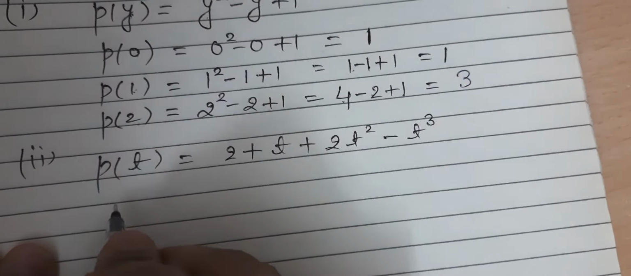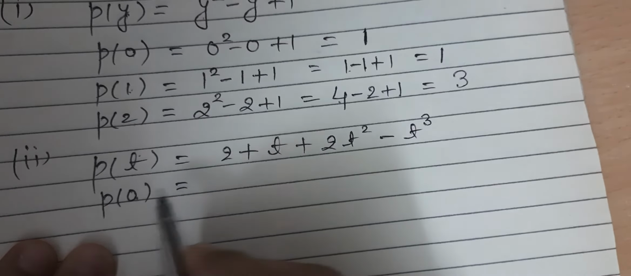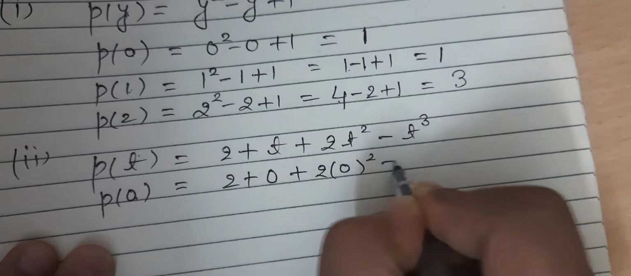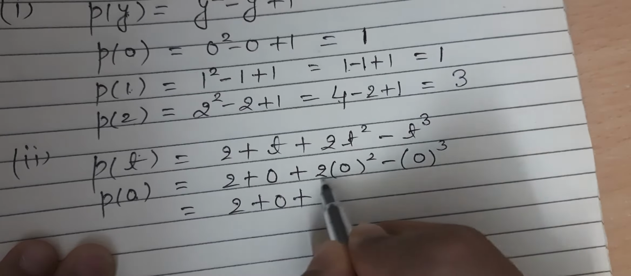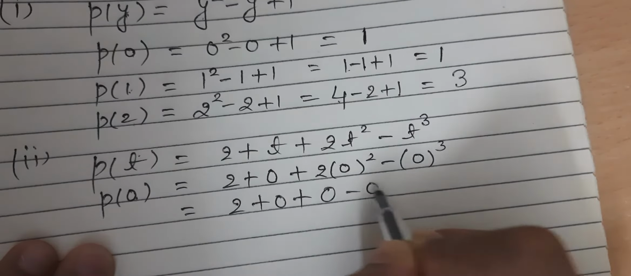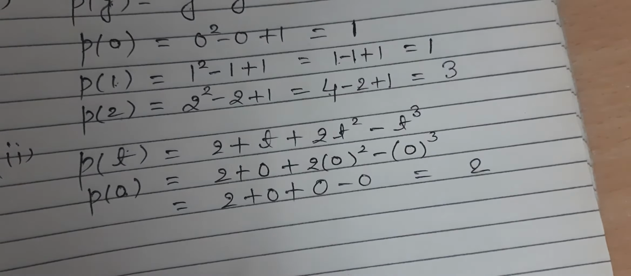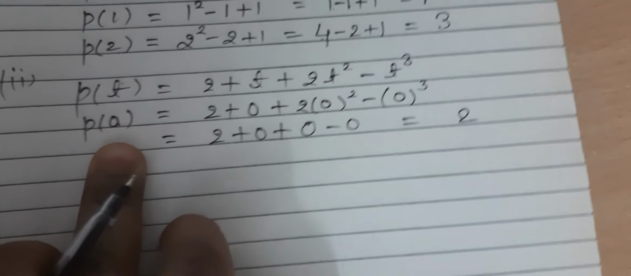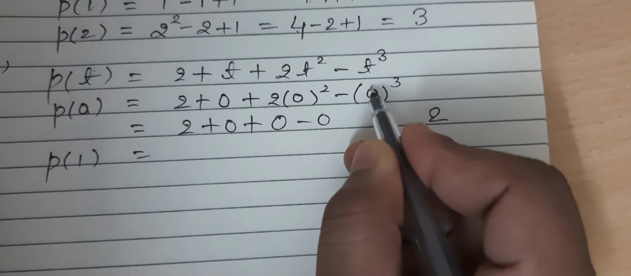Now first we need to find p0. We will find p0 by putting t equals 0 in the polynomial. So 2 plus 0 plus 2 times 0 square minus 0 cube. 0 square is 0 and 0 multiplied by any number is 0. So all are 0, only this 2 is left. So 2 is the value of the polynomial when t is equal to 0. Now we have to find p1 and p2 also. We will find p1 by putting t equals 1 in the polynomial.